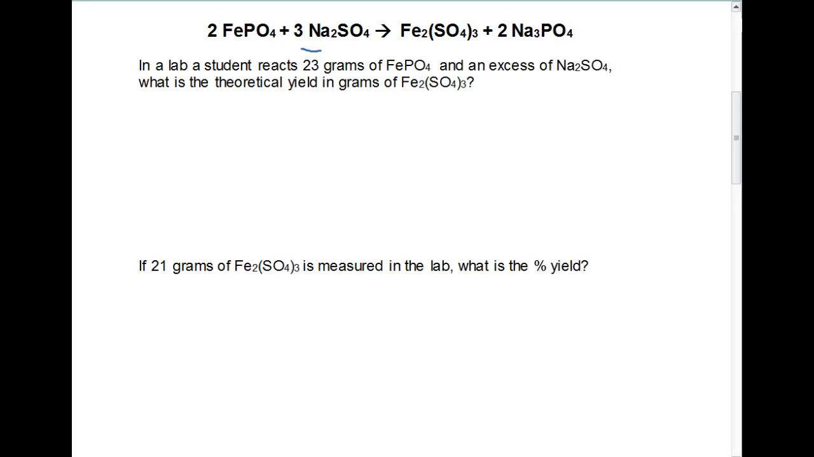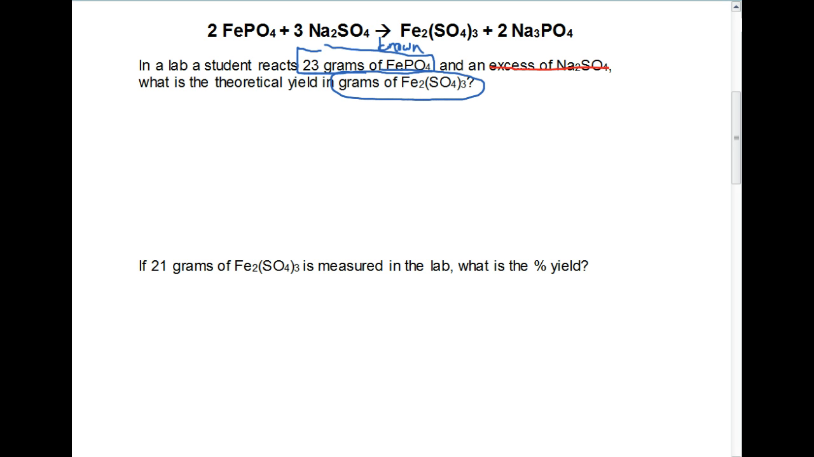So we should be able to identify really quickly here, we have a known quantity of 23 grams. There's our known. And excess, again, means we can ignore the sodium sulfate. We've got plenty to go around. We'll never run out of it. And then we're looking for our theoretical yield in grams of Fe2(SO4)3. Okay, so iron(III) sulfate.